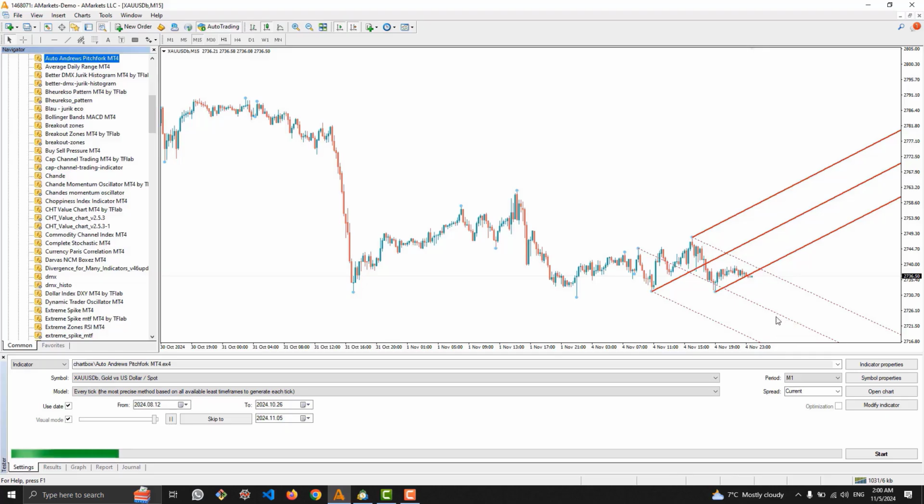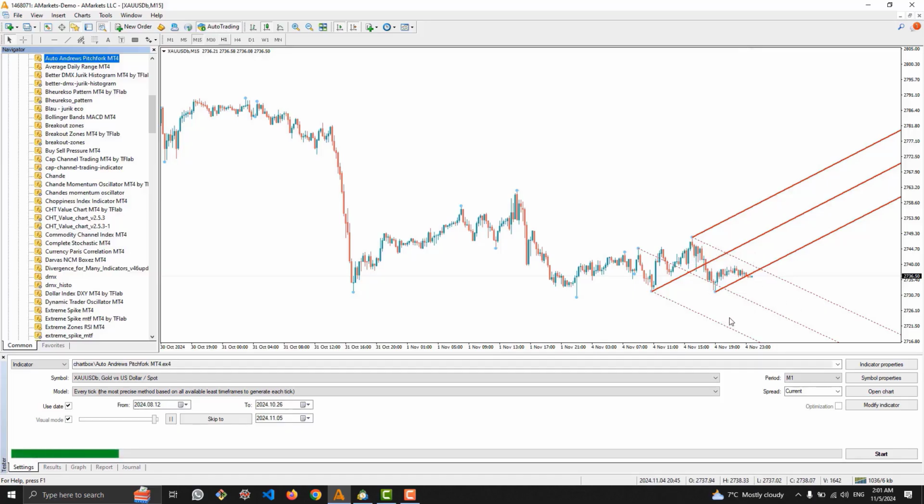We can use this indicator in such a way that after the price hits the upper line of the Andrews pitchfork, which is shown with a dashed line, we open a sell trade and wait for the price to reach the middle line, placing the take profit here and the stop loss above the last swings.